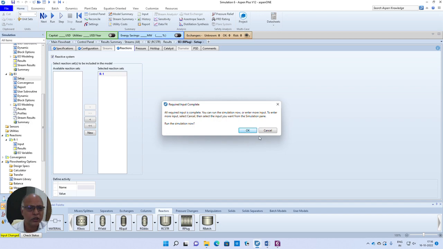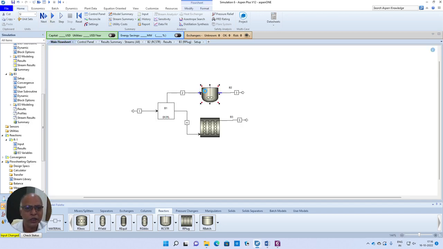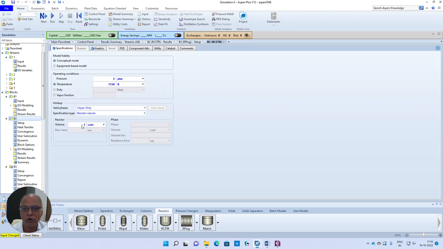Just 1 second. In order to compare, we assumed this reactor as 1, but we calculated the volume required to obtain 60% conversion as 2.88. Now the volume of the plug flow reactor is taken as 3. So I'll equate the volume of the CSTR also as 3 and try to compare the conversions obtained in both the cases.